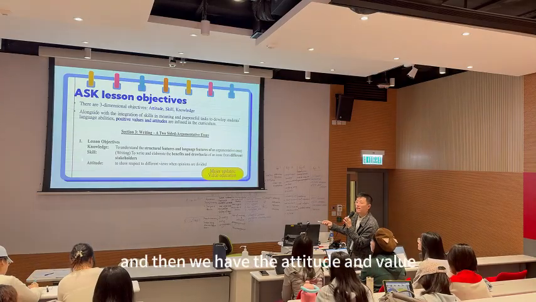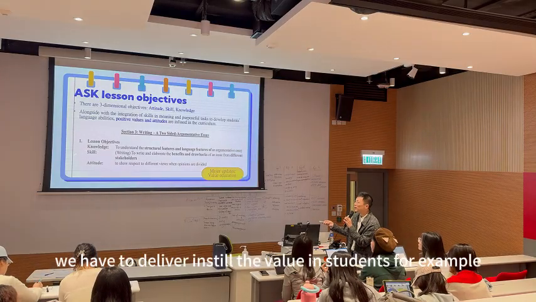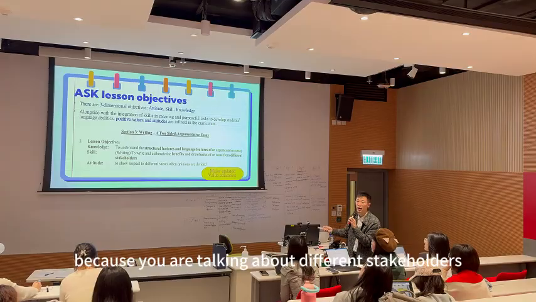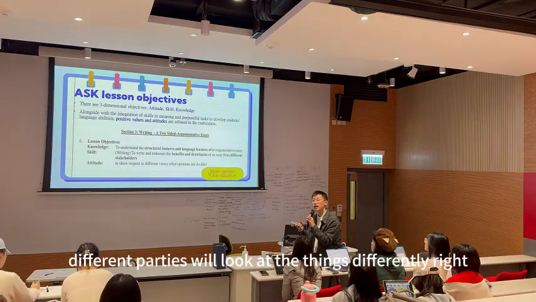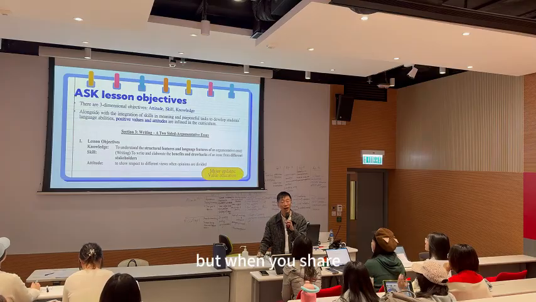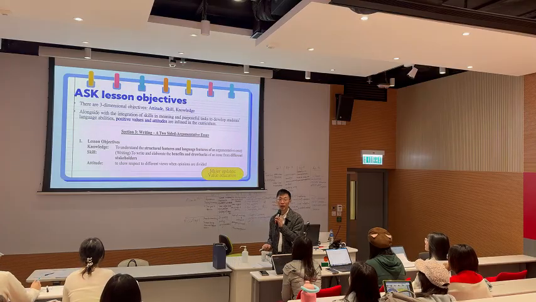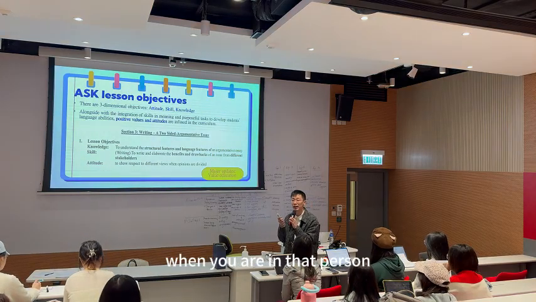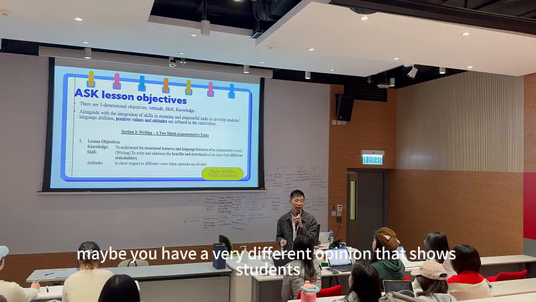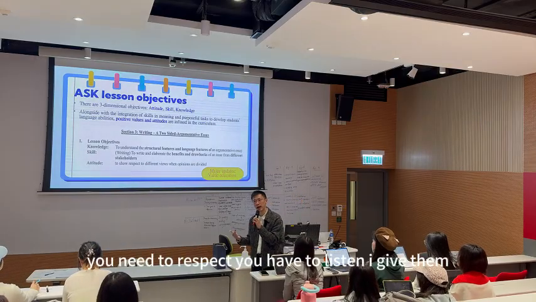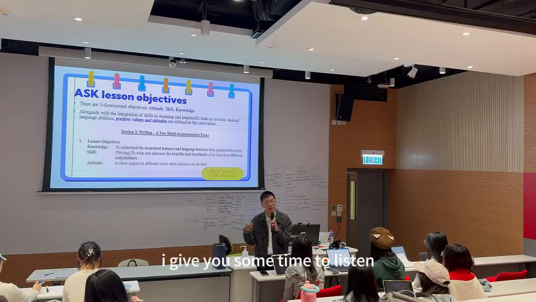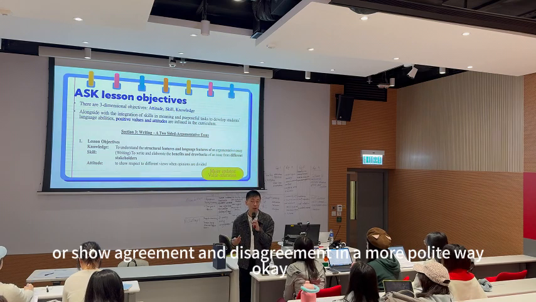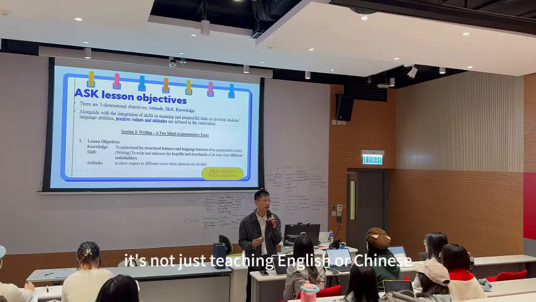And then we have the attitude and value. We have to deliver, instill the value in students. For example, in this unit, in this section, because you are talking about different stakeholders, different parties will look at the things differently, right? But when you share, how can you show respect to them? Okay? They need to show respect to different views when opinions are divided. When you are in that person, maybe you have a very different opinion. Then show students, you need to respect, you have to listen. I give you some time to listen, and then try to compromise or show agreement and disagreement in a more polite way. Okay, it's not just teaching English or Chinese.